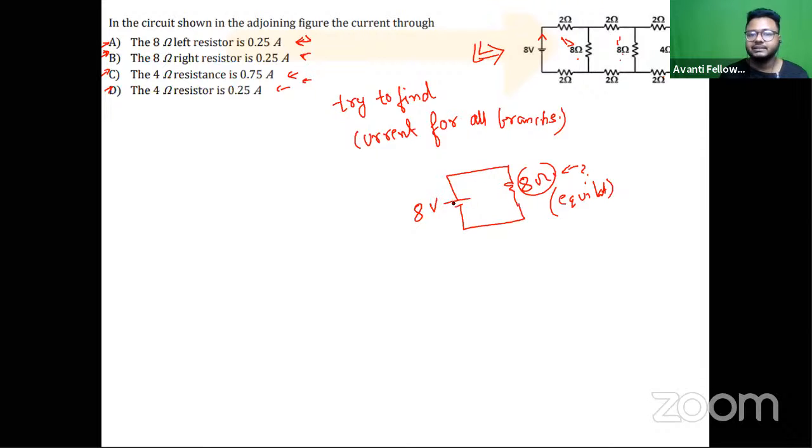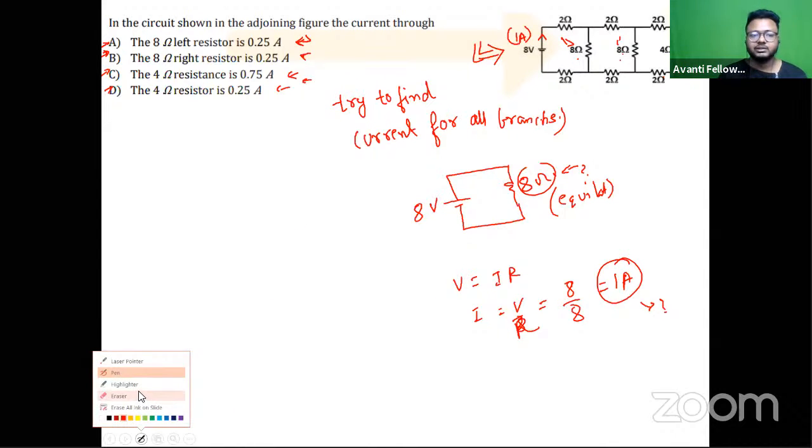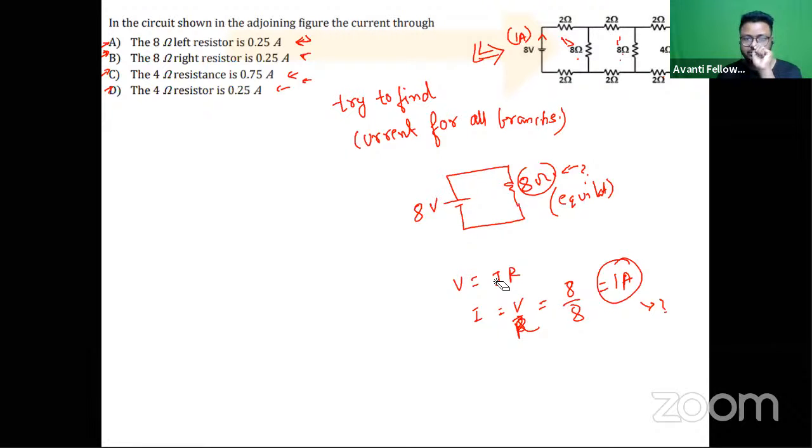So how much current will you get? V equal to IR, so I is equal to V by R. The V value is 8 by 8, so you'll get 1 ampere. So what is 1 ampere? 1 ampere is the total amount of current that is coming outside from the 8 volt source. Fine, so this is the total amount of current that is coming outside.